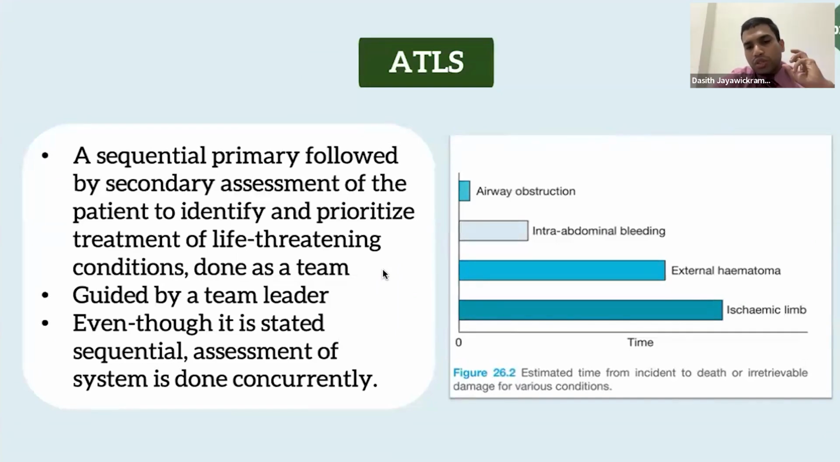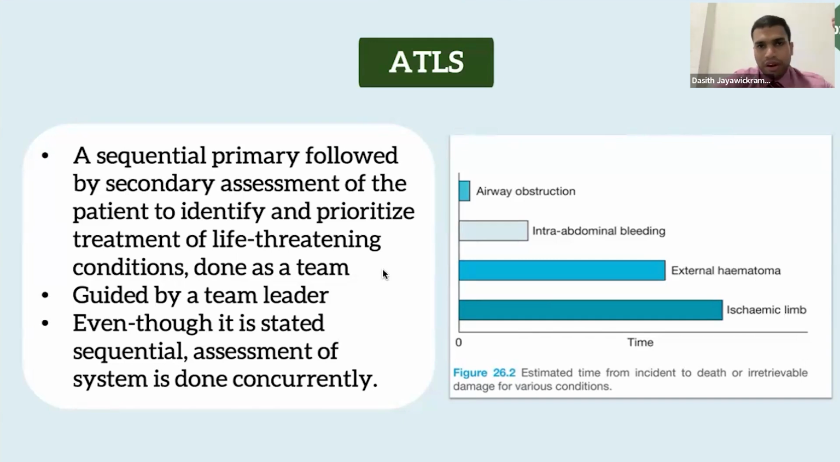And one more thing to understand here: even though we say this is a sequential event, for example, in ATLS we prioritize the airway, breathing, circulation, and disability. But imagine there's massive bleeding, and the patient is also unconscious. We don't let the bleeding go on while we attempt to settle the airway. Even though it's sequential, all the systems are run through concurrently. That is why we need a lot of staff for this ATLS protocol.